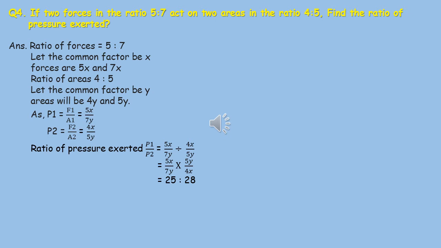We know the formula for pressure is thrust by area. So P1 is equal to F1 by A1, that means 5x by 4y. Similarly, P2 is equal to F2 by A2, that is 7x by 5y. So we are finding the ratio of pressure exerted by dividing P1 by P2. So 5x by 4y divided by 7x by 5y. We are changing the division sign to multiplication sign and taking the reciprocal: 5x by 4y into 5y by 7x. After simplification, it is becoming 25:28.